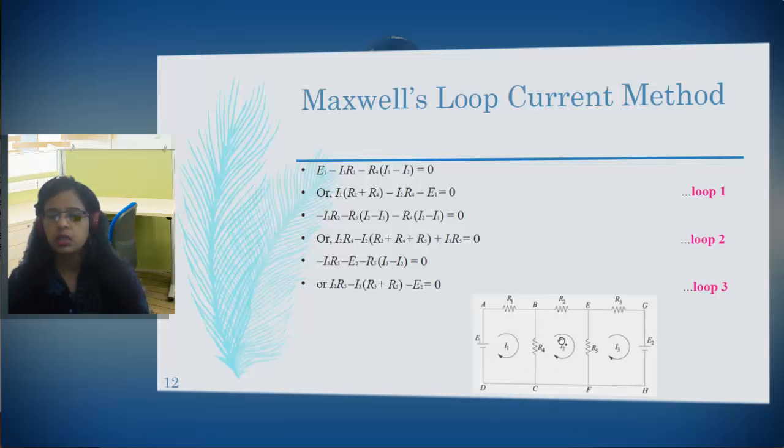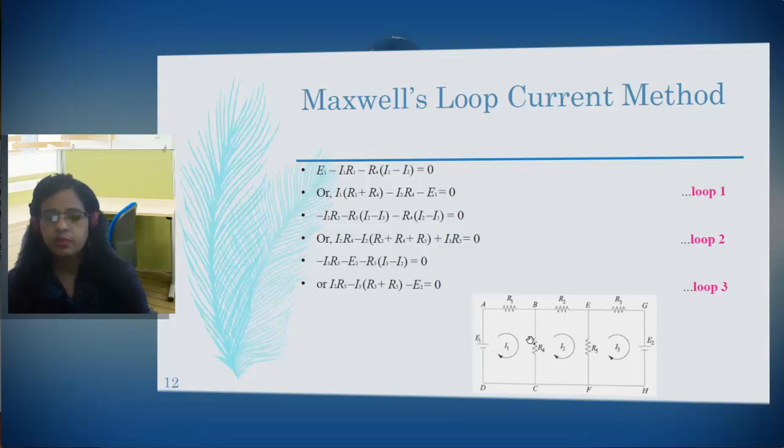Now for loop 2, suppose I am starting from R2. In R2 only one current is flowing, right? Only I2 is flowing. No other influence of other current is there. So it will be minus of R2 into I2. Now again here, the impact of I2 will be there and the impact of I3 will be there. Again directions are opposite, so it will be I2 minus I3 into R5. This is the drop occurring in this resistance.